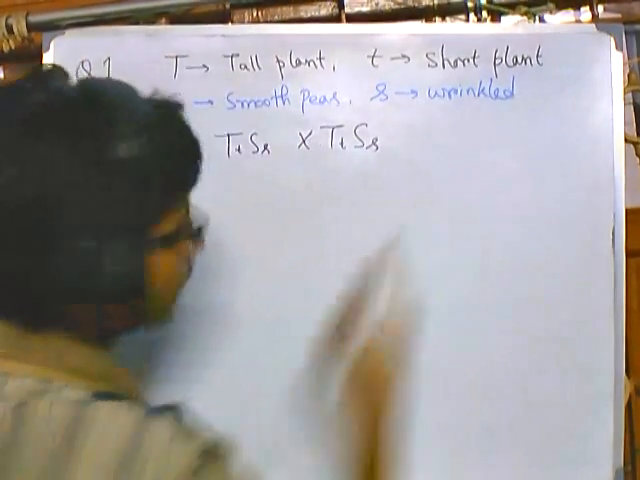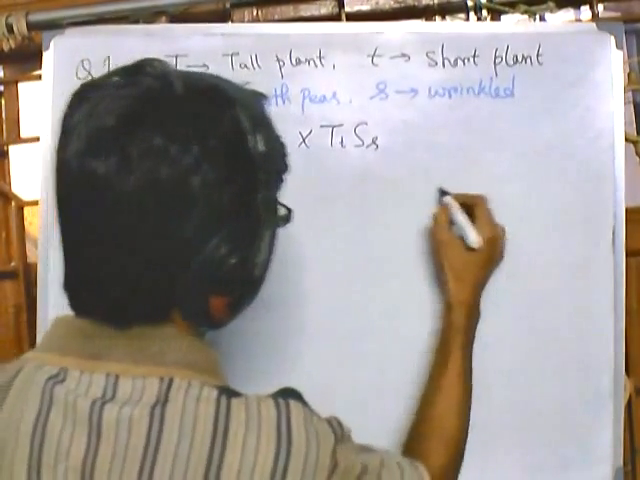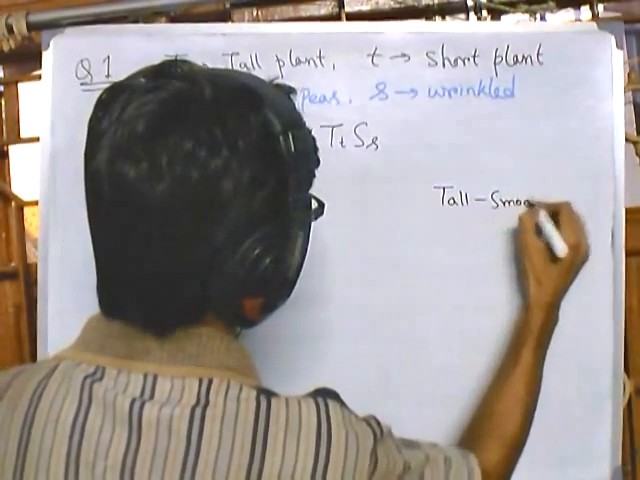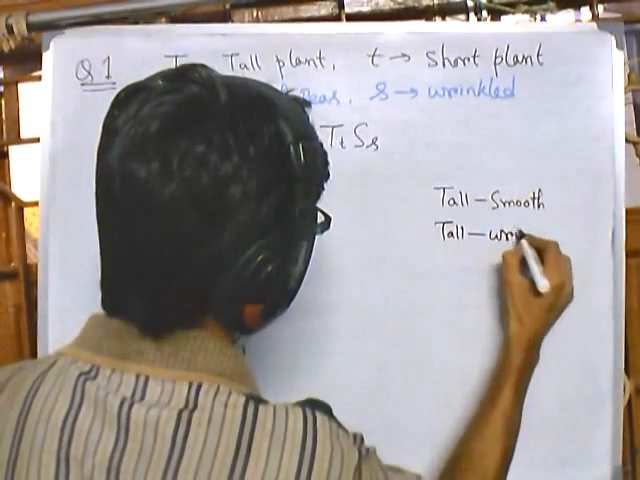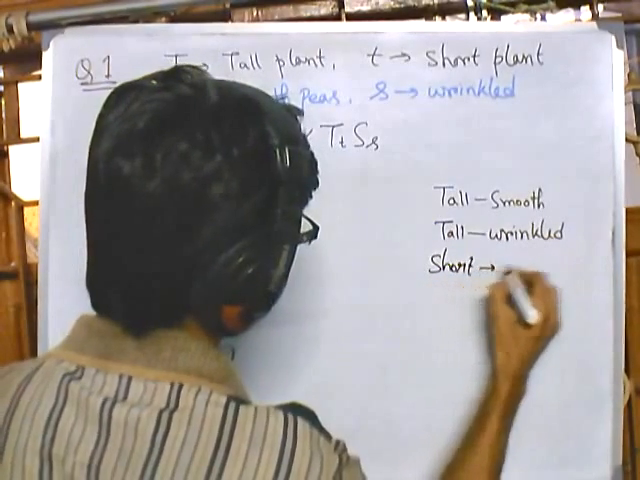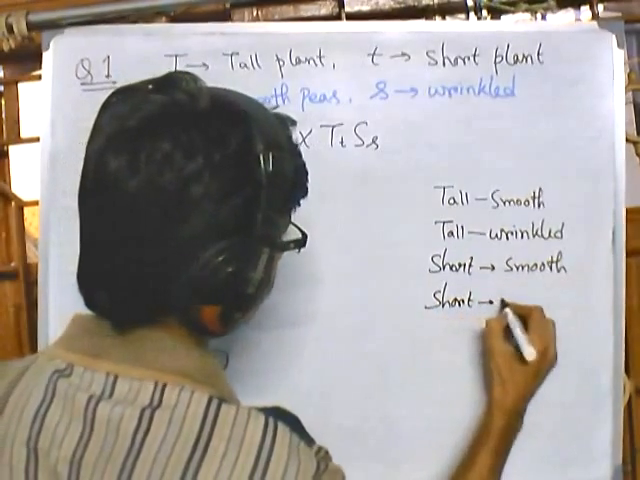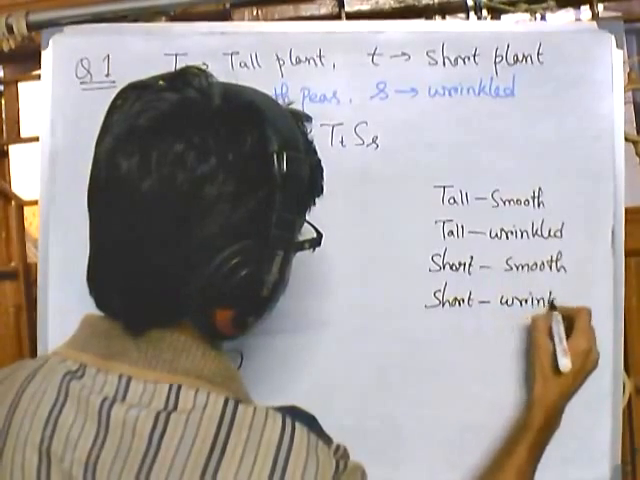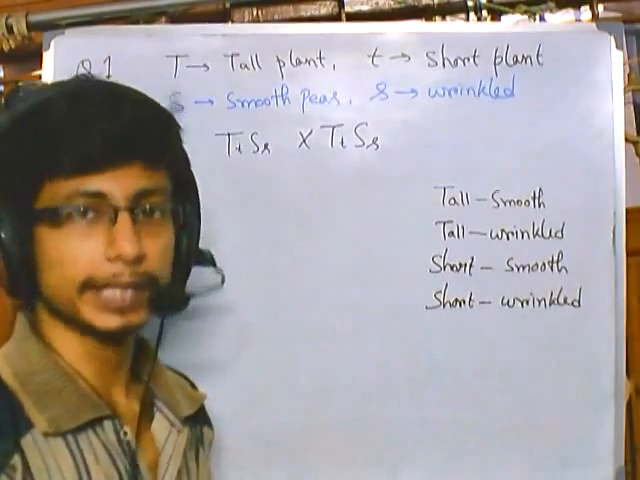So the traits will be here, say tall. Let us write down the traits: tall and smooth, tall wrinkled, short smooth, and short wrinkled. These are the four phenotypic differences that we can get.